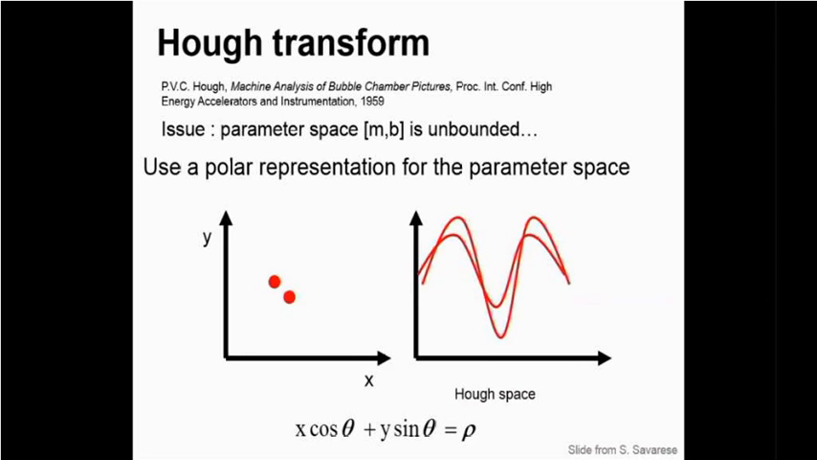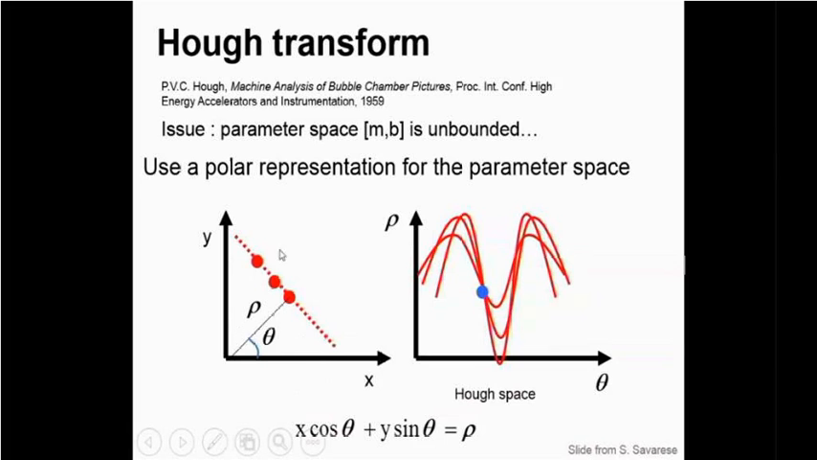And now in this parameter space, every point gives you a sinusoid. So the concept is the same: you keep accumulating these sinusoids in the parameter space that correspond to the points in the xy space, and then you find the value of your rho and theta that covers most of the sinusoids. Here, this is just showing the rho theta form of a line.